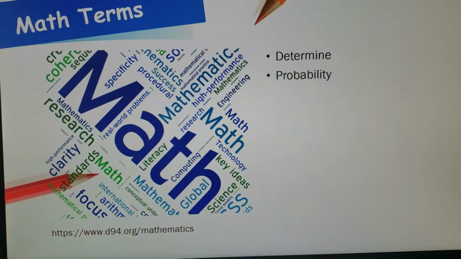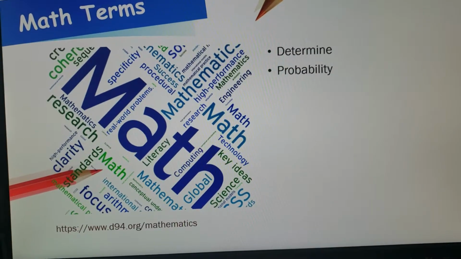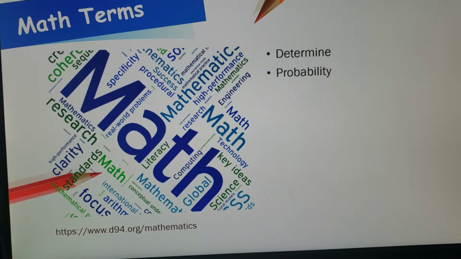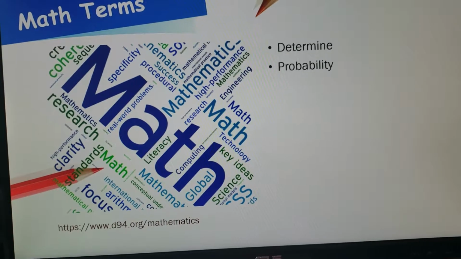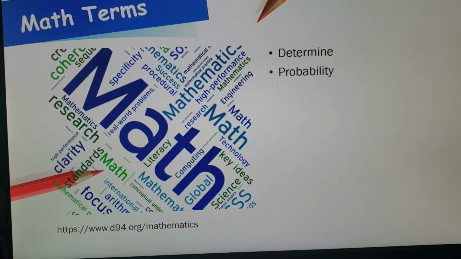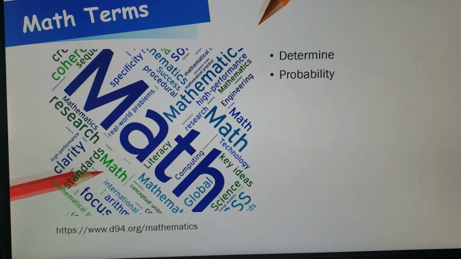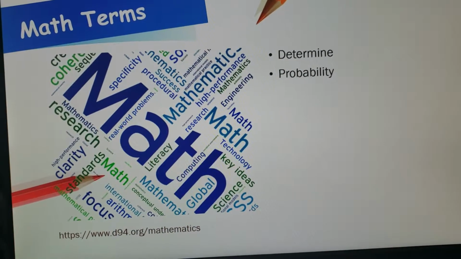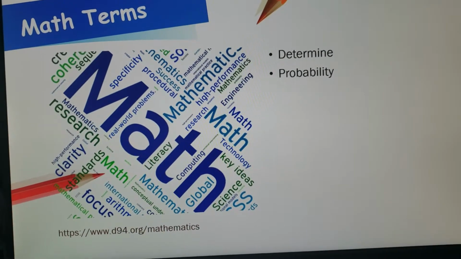The first math term is determine. According to Webster's dictionary, determine means to find out or come to a decision about by investigation, reasoning, or calculation. The second math term is probability. The word probability means the total number of possible outcomes of an event. So we are going to use calculations to find out the outcome of flipping a quarter a certain amount of times.